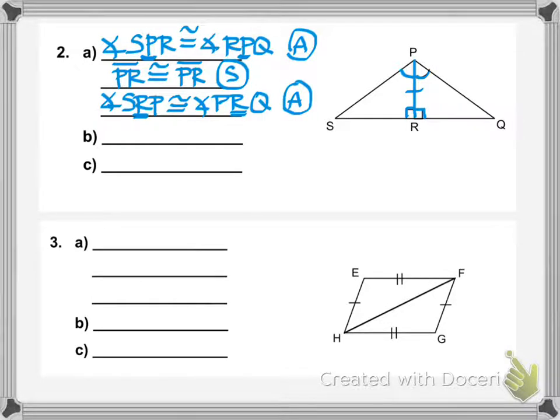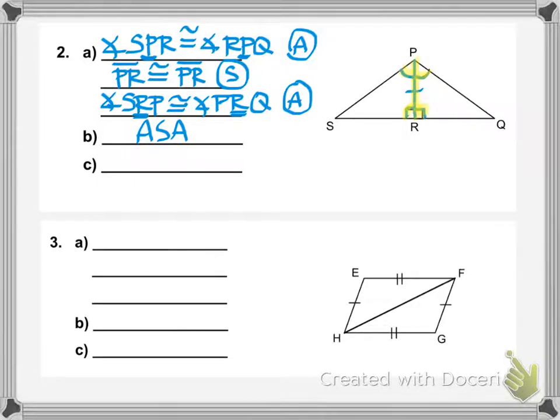So what we've got here, we've got a pair of angles, we've got the side between the 2 angles, and then another pair of angles. So that's angle, side, angle. The side is included by the 2 angles. So that's ASA. Now we're going to write our triangle congruent statement.